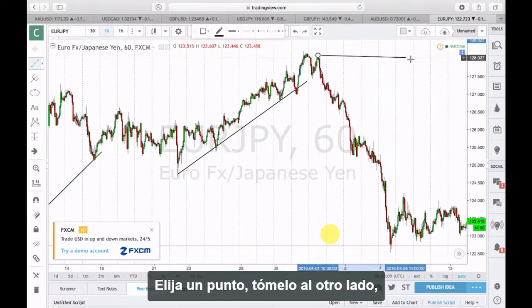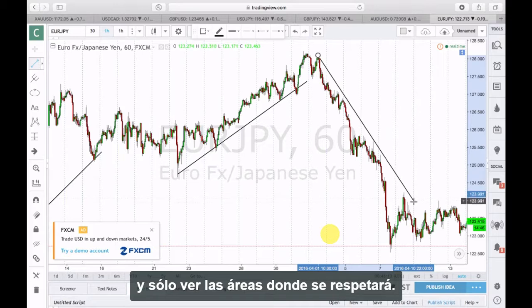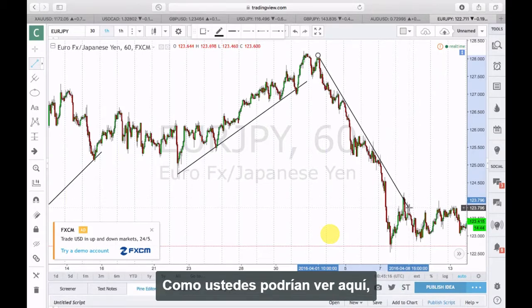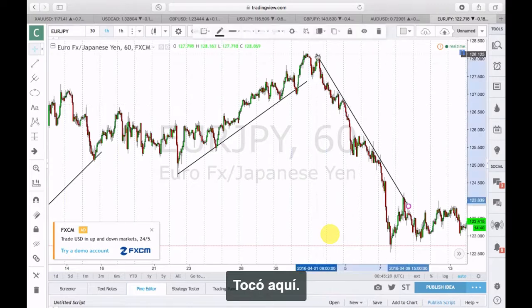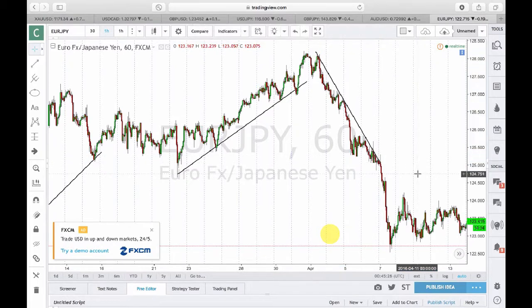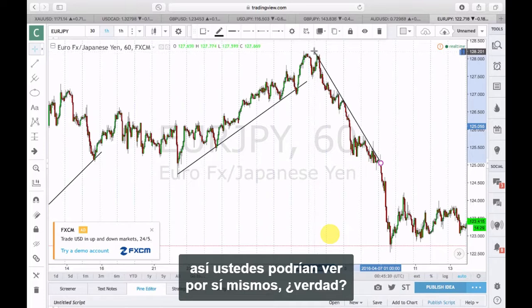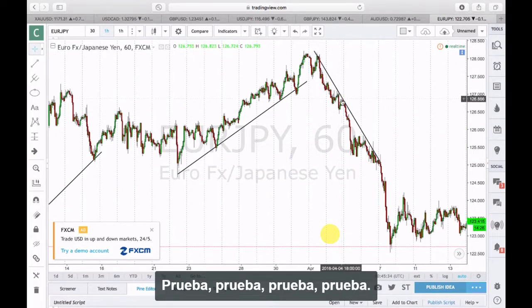Pick a point, take it across, go all the way down, and just see areas where it will respect. And as you guys can see here, boom, it touched here. We could go closer. Let's do this. Okay, I want to make it as accurate as possible so you guys can see for yourself. Right? Test, test, test, test.